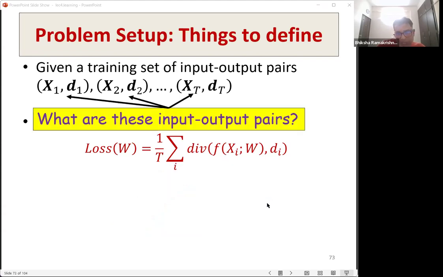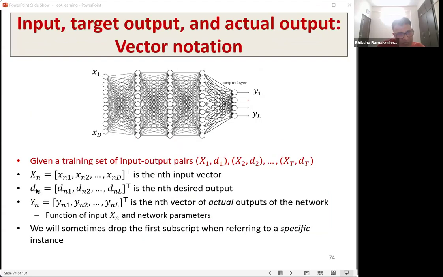The next thing is, what are these input-output pairs? These are the inputs and the outputs. You're given a collection of training data, x1, d1, x2, d2, and so on. Each input is actually a vector. Now, corresponding to each input, there's a target output. This is what you want the network's output to be. And D doesn't have to be scalar. D can also be a vector.